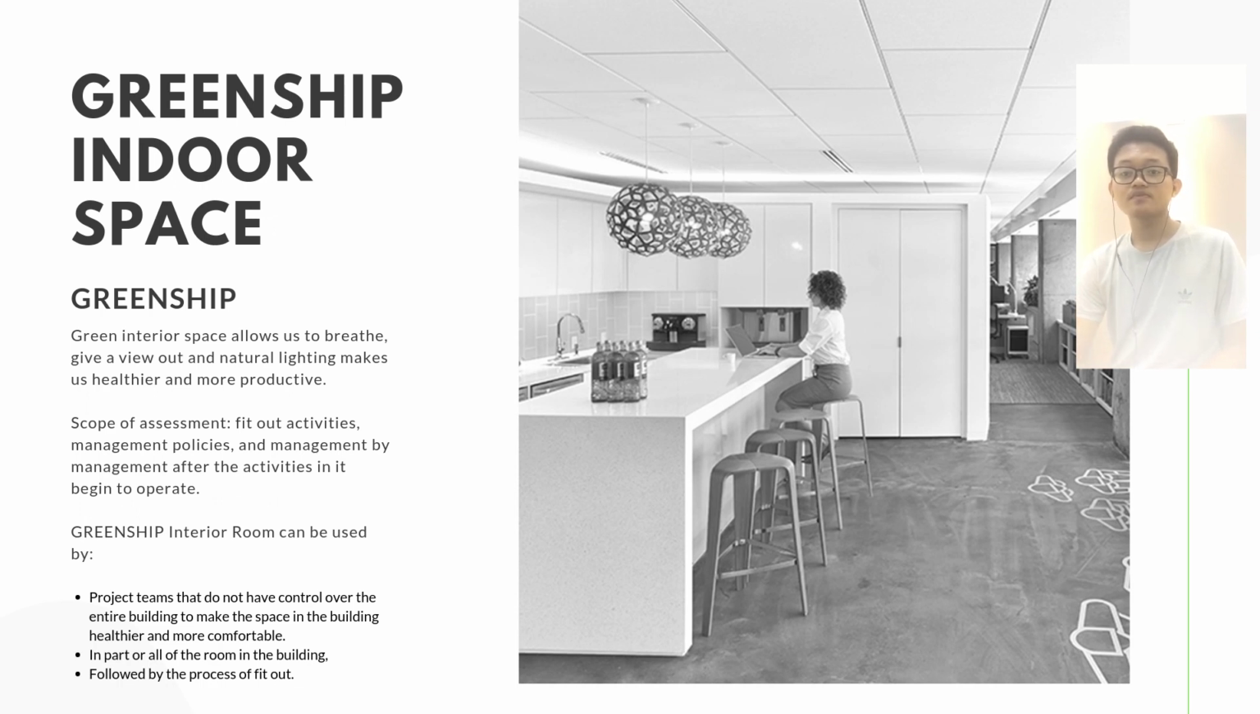And then Greenship Interior Space. Greenship interior space allows us to be brave, with a view of natural lighting that makes us healthier and more productive. The scope of assessment covers fit-out activities, management, and management after the activities in it begin to operate. Greenship Interior Space can be used by project teams that do not have control over the entire building to make the space healthier and more comfortable in part of the rooms in the building, followed by the process of fit-out.